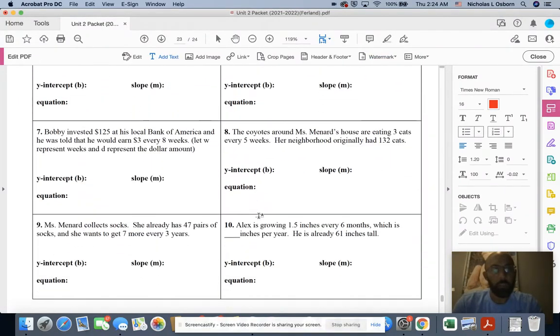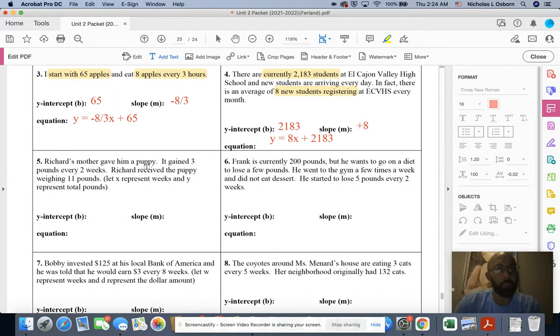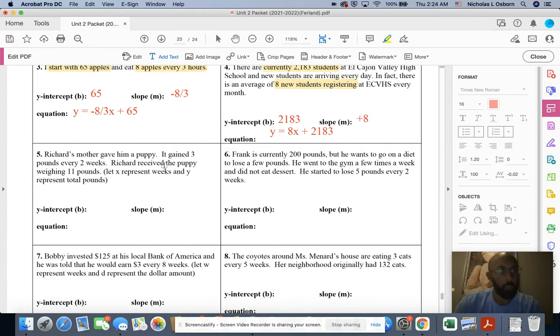I'm going to do one more, and then I'm going to have you guys do the rest of these on your own. Richard's mother gave him a puppy. Little puppy. It gained 3 pounds every 2 weeks. Now, all these other problems started with the y-intercept, but notice this says it gained 3 pounds every 2 weeks. That's something that's changing, not something static. It didn't start at 3 pounds, it's gaining 3 pounds. So in this case, we're actually starting with the slope as the first part of the word problem.